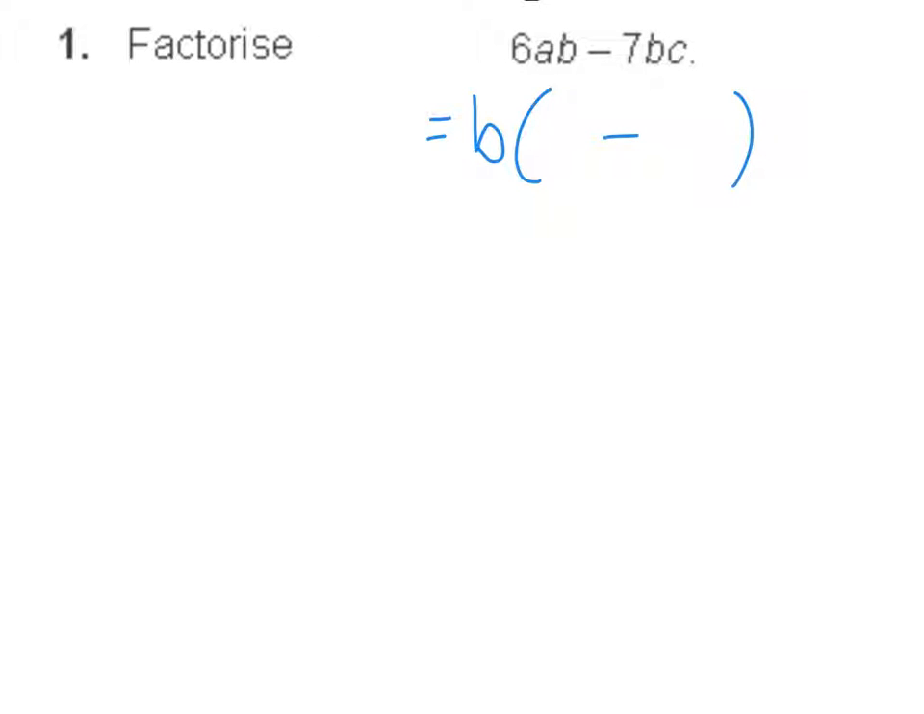We'll put our minus sign in the middle. So b times something in here has to give us 6ab, so that would be b times 6a. And then b times something in here needs to give us 7bc, so that would be b times 7c. There is no further factorising possible, so that is the final answer.